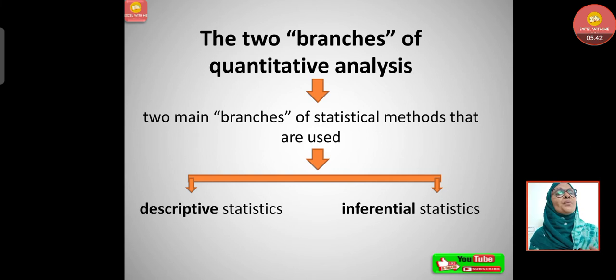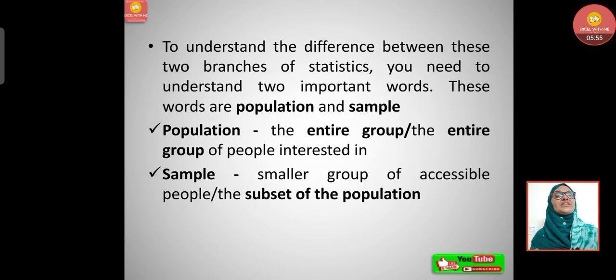Now there are two branches of this quantitative analysis, that is, two main branches of statistical methods that are used. Number one is descriptive statistics, the second one is inferential statistics. Now to understand the difference between these two branches of statistics, we need to understand two important words. These words are population and sample. We have clearly understood population and sample before also. Let's have a quick look at these.